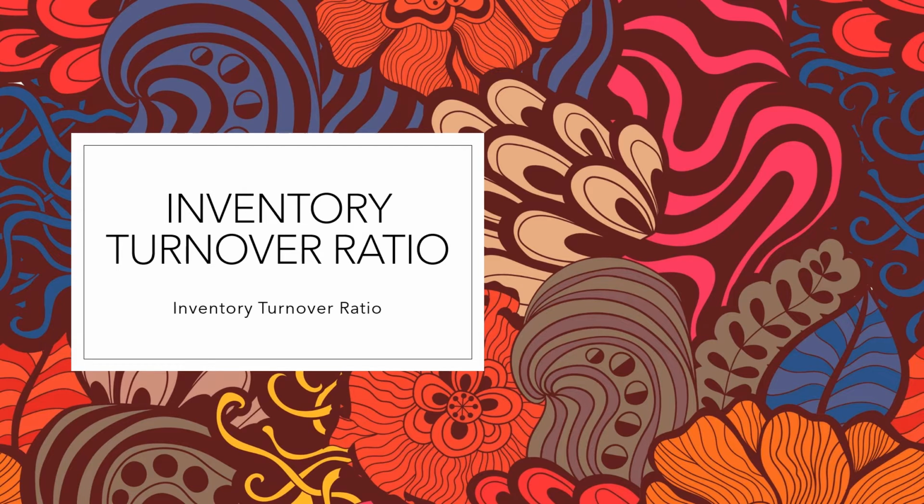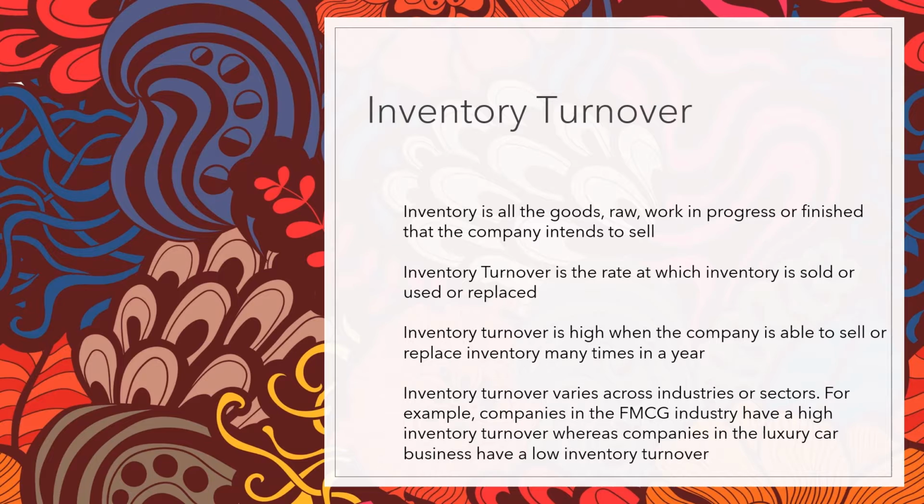Inventory turnover ratio. Inventory is all the goods, raw, work in progress, or finished that the company intends to sell. Inventory turnover is the rate at which inventory is sold or used or replaced. Inventory turnover is high when the company is able to sell or replace inventory many times in a year.